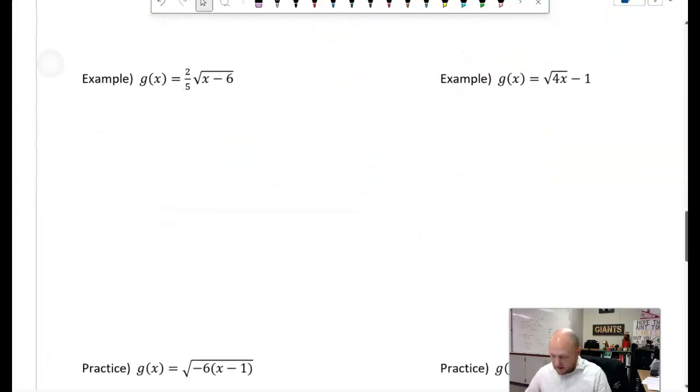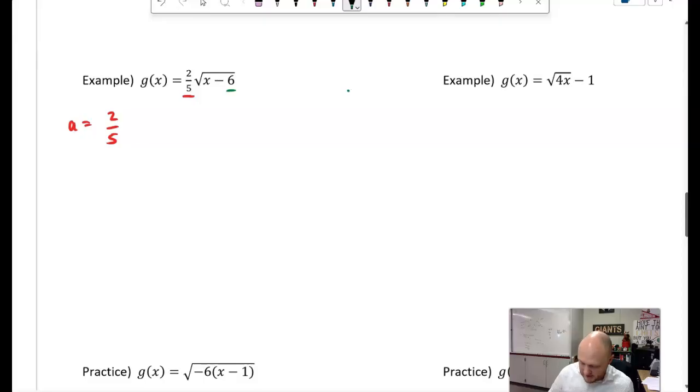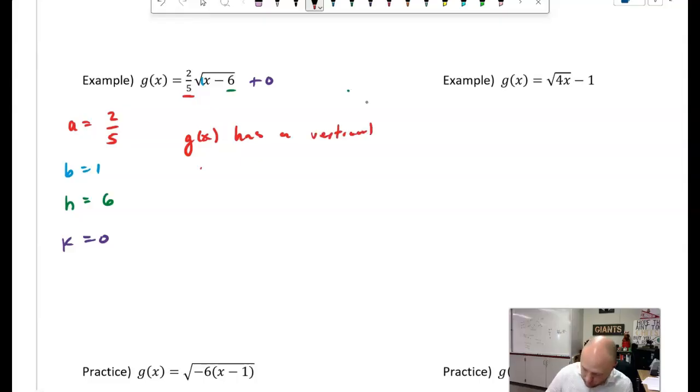All right. Next example. Here we have an A value that is 2/5, and we have an H value here that is 6. H is 6. What I don't have is a B value. There's an invisible 1. So if I don't have an A or a B, it's 1. If you don't have an H or a K, it's 0. So what are the effects that take place? Well, G of X has a vertical compression by a factor of 2/5.